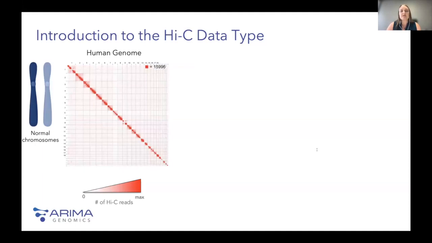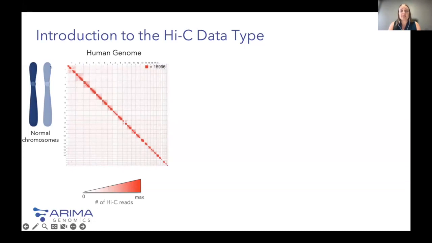So now I want to give you a sense of how we actually visualize ARIMA Hi-C data. This is a heat map used by the T2T consortium to scaffold the complete human genome sequence. And what you're seeing here is each of the chromosomes lined up across the top and along the side.